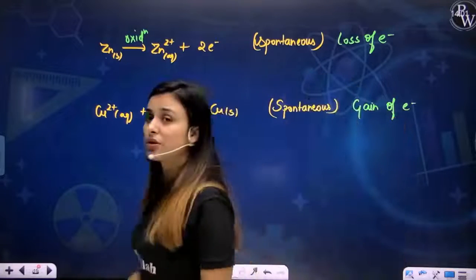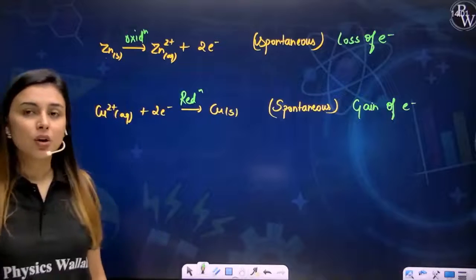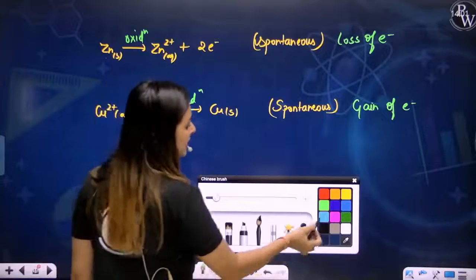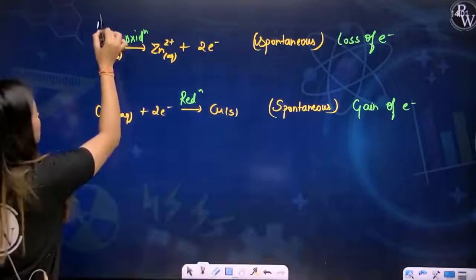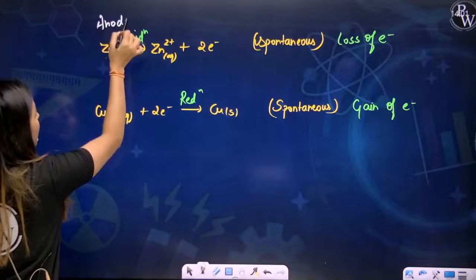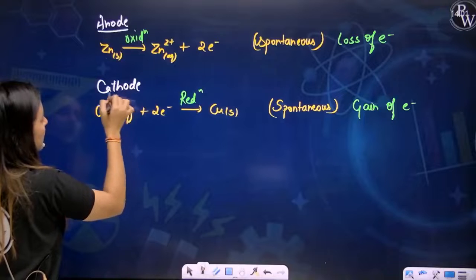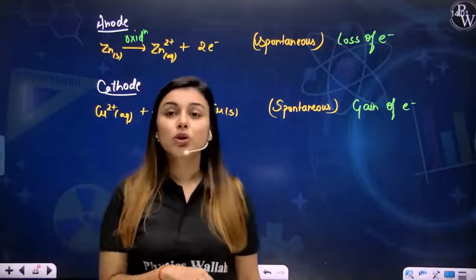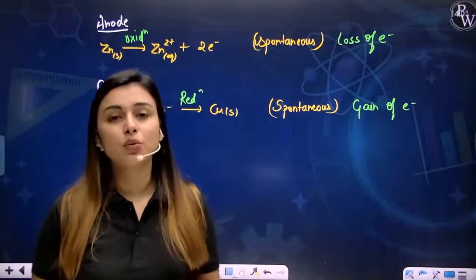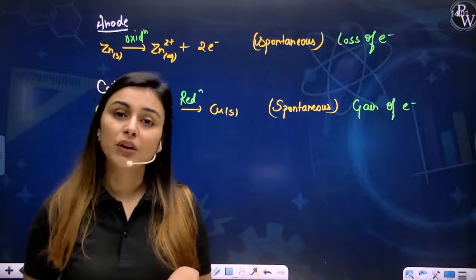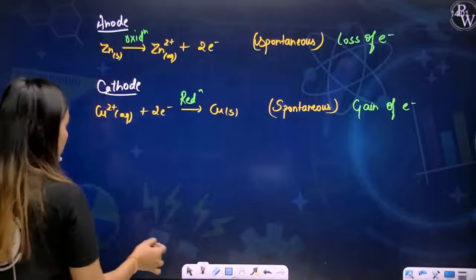So this is reduction. I know that oxidation always takes place at the anode, so this is the anode. And reduction always takes place at the cathode, so this is the cathode. Easy. Right? You need to give me the signs of cathode and anode as well. Okay, so now let's see the signs.